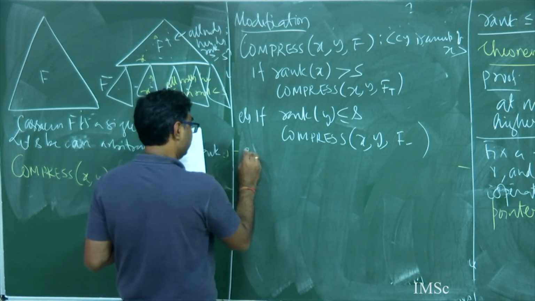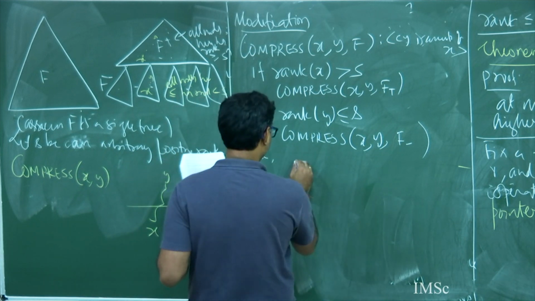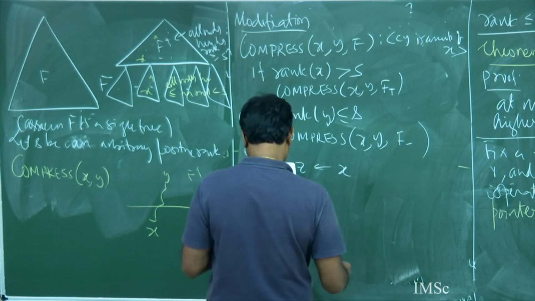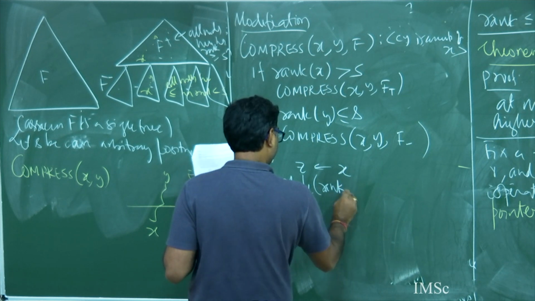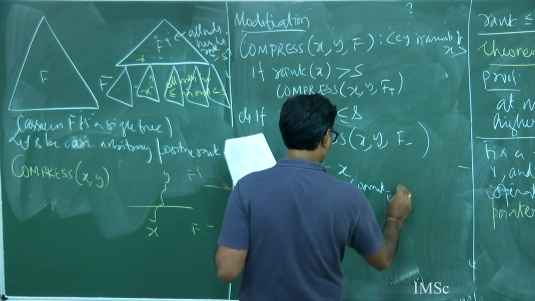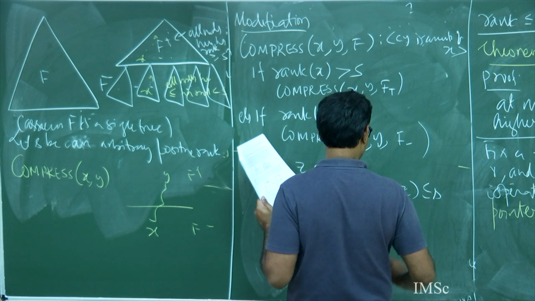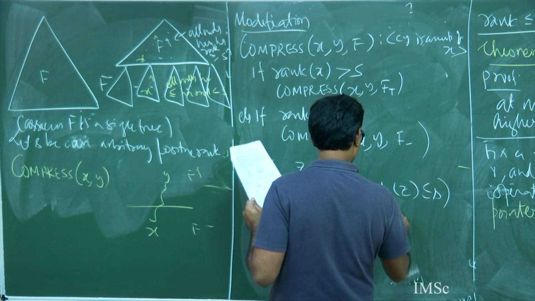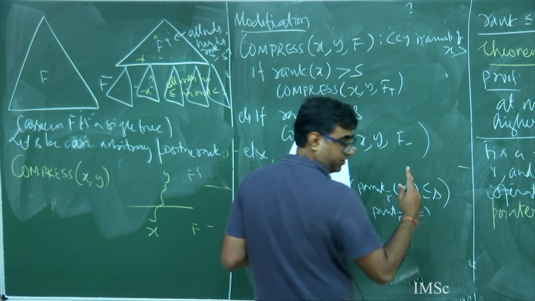Else, now I have to handle the case in between. I assign some variable Z to X. While rank of parent of F of Z is less than or equal to S, what should I do? Z is assigned parent of F of Z. So I just change the parent.